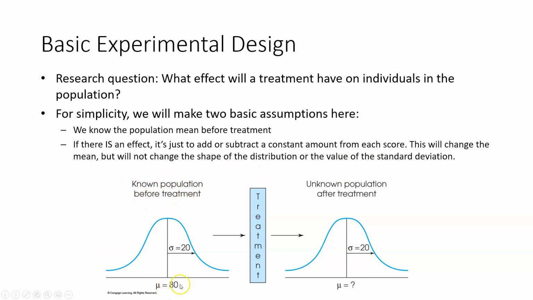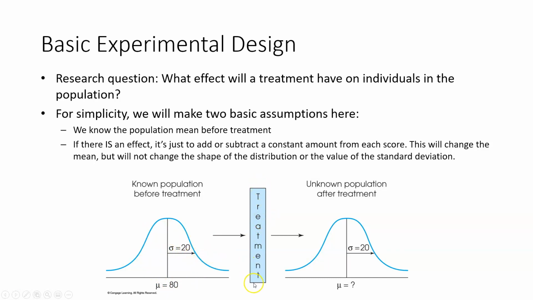It has a mean of 80 and a standard deviation of 20. It doesn't matter what these scores are. We could call them memory or speed driving in a car or weight of some object or whatever. It doesn't matter what it is, but we know the population's mean and standard deviation.